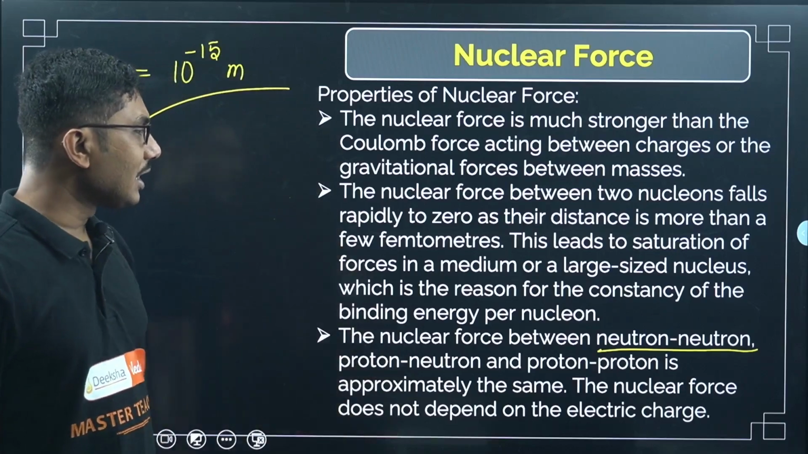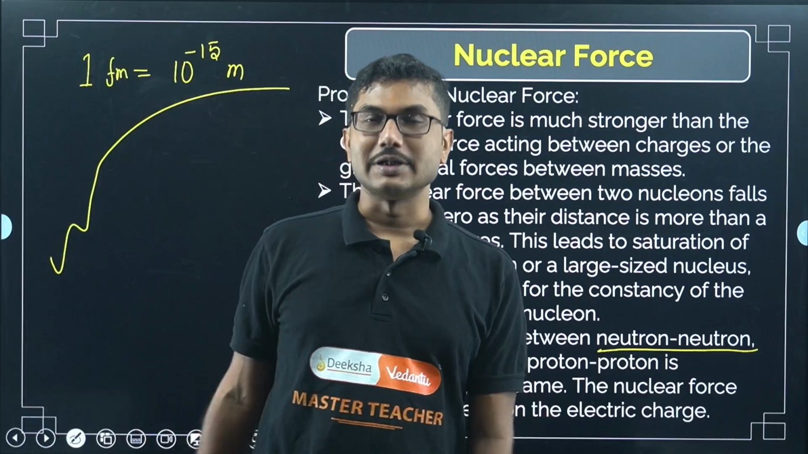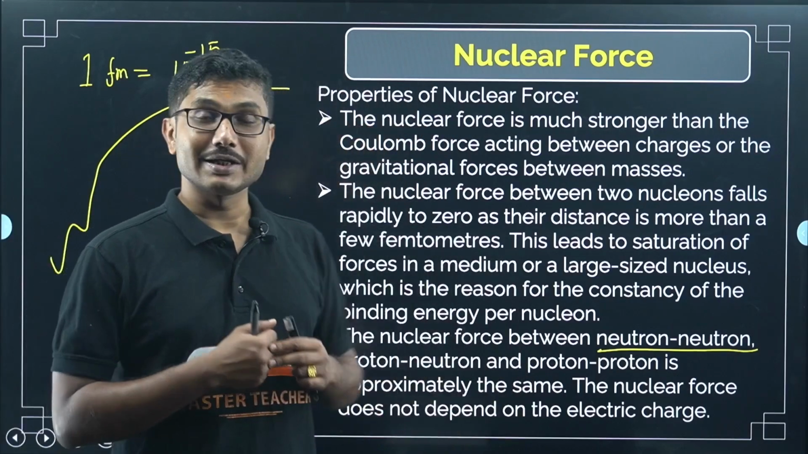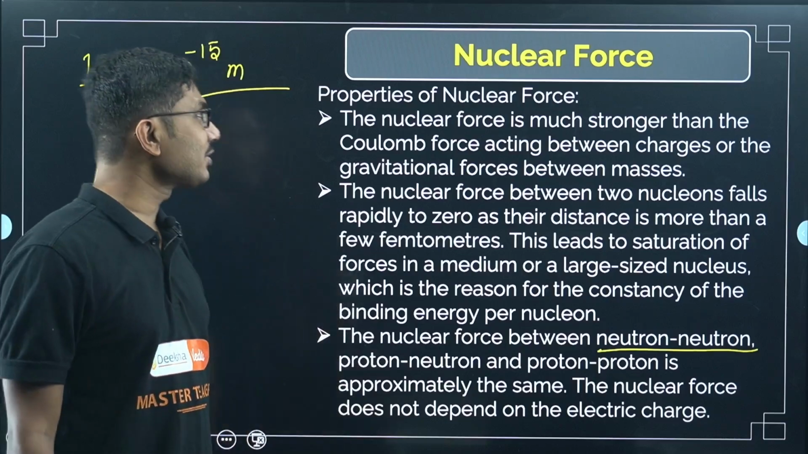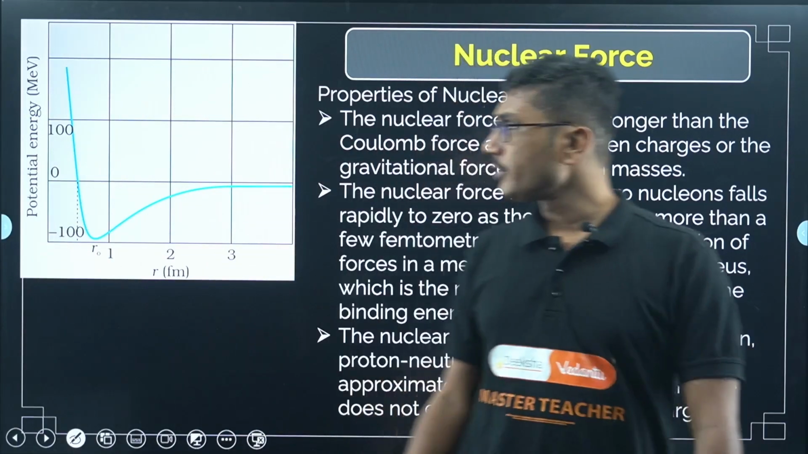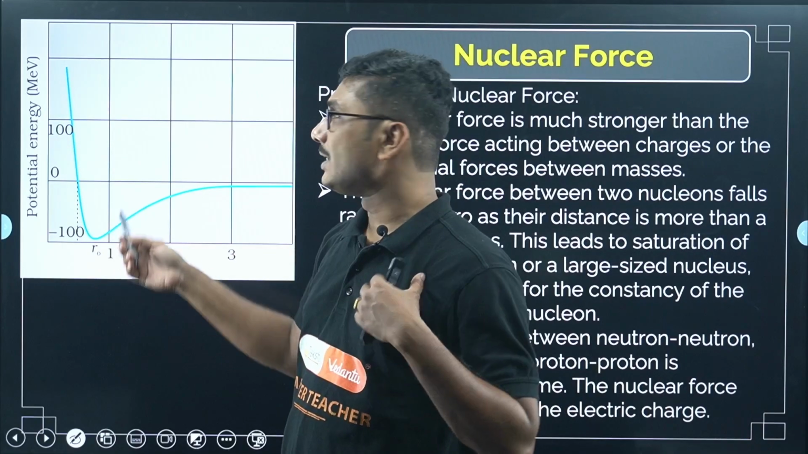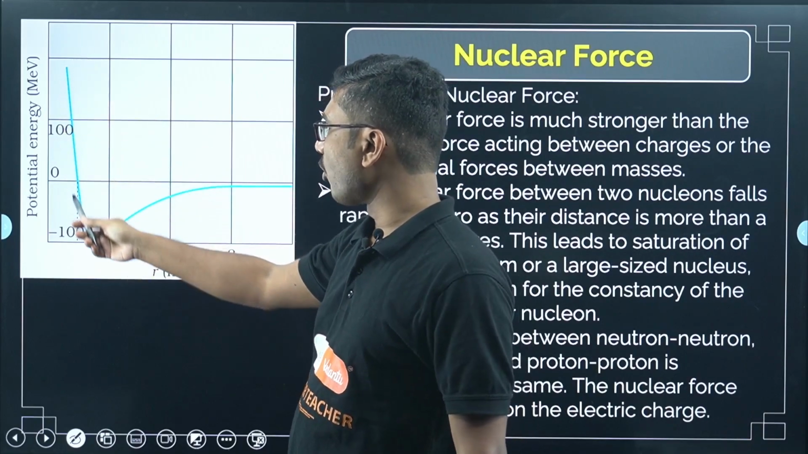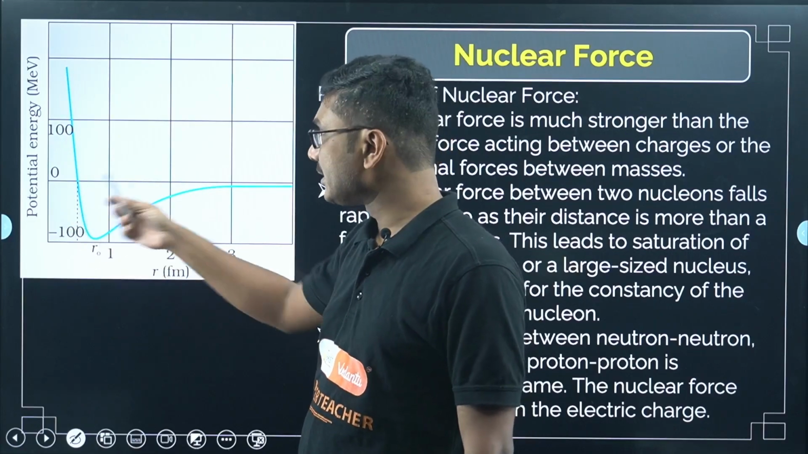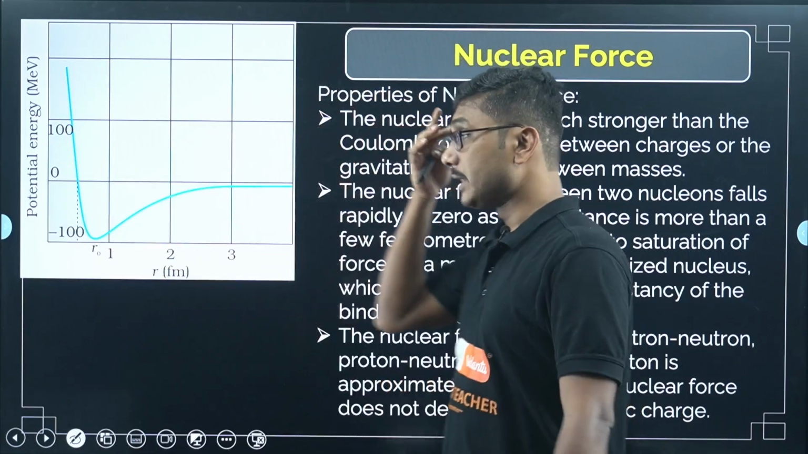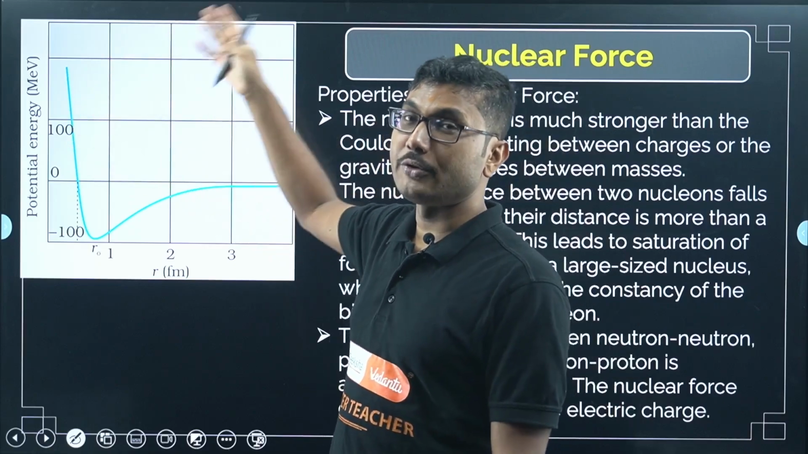Obviously, the nuclear force does not depend on the electric charge. So that is the important part. That's why neutron-neutron interaction is possible. Now, if you plot the potential energy with respect to the distance, then you will see that potential energy falls rapidly to some value. This is between two nucleons, by the way. So it can be between two neutrons, between proton and neutron, between proton and proton.